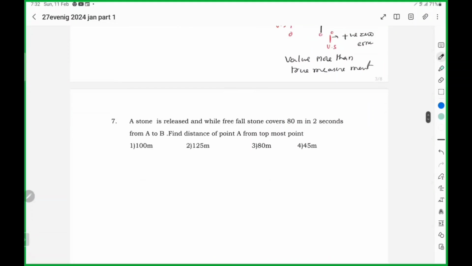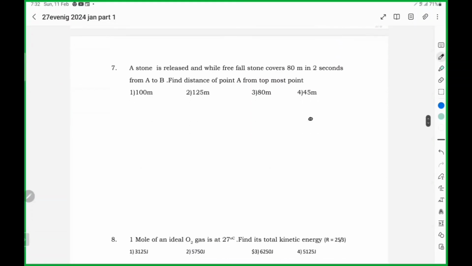Here a stone is released from some height and it covers 80 meters in 2 seconds from A to B. Find the distance from the topmost point, let us say C, to A, he is asking. It is dropped from here, initially its velocity is zero. After traveling this distance x, it attains velocity. With this velocity, it reaches B.